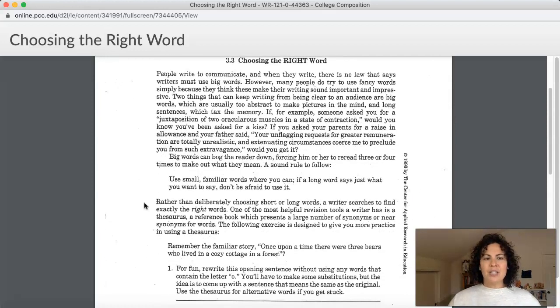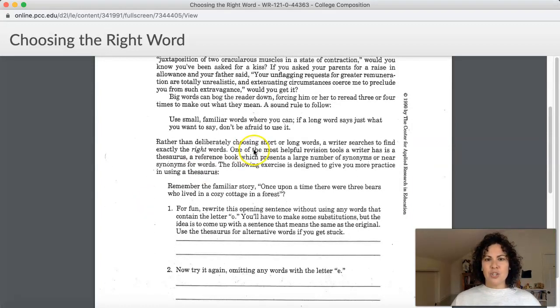I also tell students, we oftentimes want to use this huge, wide vocabulary to show off that we are this smart, but that actually doesn't work very well. Some of the best writers use very concise, very clear language because what we really want to do is communicate. So rather than deliberately choosing long words or really short words, a writer strives to find the right word for the right situation. So you might want to use a thesaurus for this.